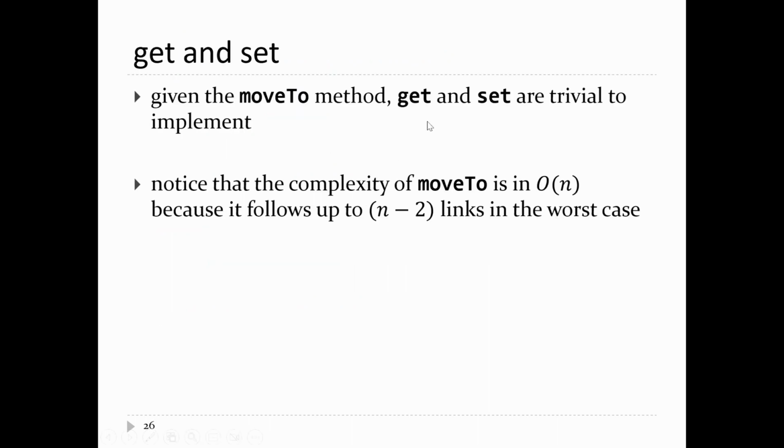Okay, so given moveTo, get and set are trivial now, right? I just move to a node and return the element at that node, or change the element in that node. MoveTo is O(n) because you might have to follow up to n minus 2 links in the worst case. To get to the second last node in the sequence, I have to follow n minus 2 links. And that means get and set, or any other method that operates by index, is O(n).